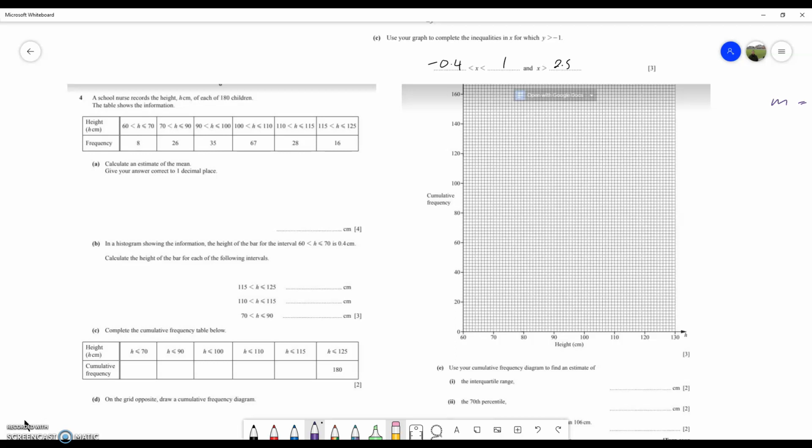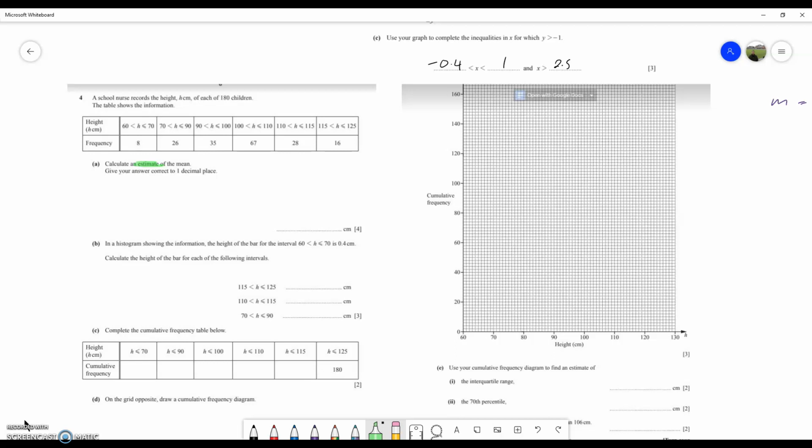So the key part of this is the fact that it says estimate. The reason why we can't give an actual value of the mean is because of these intervals. We've got no idea what the values are in each of the intervals. It could be that all 8 values are 60, or 61, or it could be all of those values are 70. There's no way of knowing. So whatever we do, we're going to end up with an estimate.